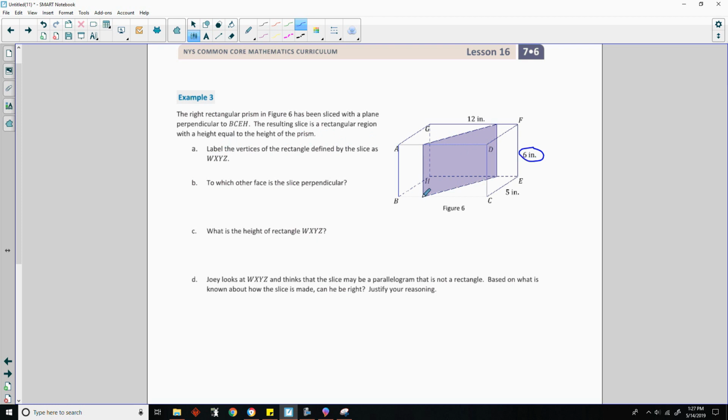A. Label the vertices of the rectangle defined by the slice as W, X, Y, Z. So I will call this W. I will call this X. I will call this Y. And I'll call this Z.